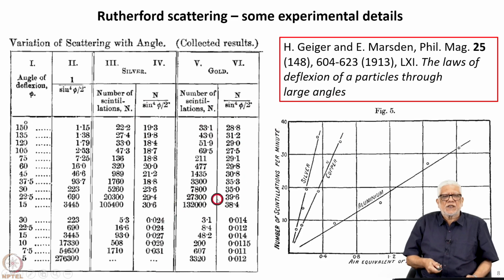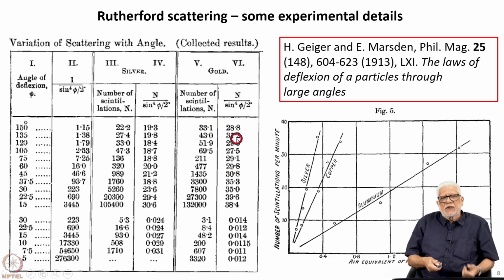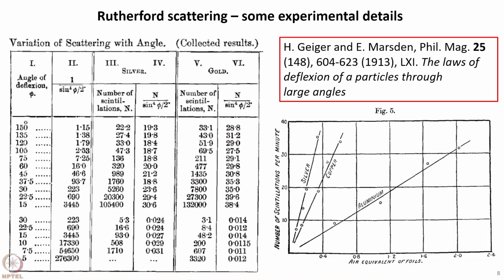You can see the kind of statistics they have, something like 132,000 at small angles and about 30 odd at large angles of about 150 degrees. Okay, and so they show the number of scintillations per minute for various targets. For the lightest targets, they did this experiment with aluminum, copper, silver, and so on. But the most spectacular one, of course, is the one on gold.